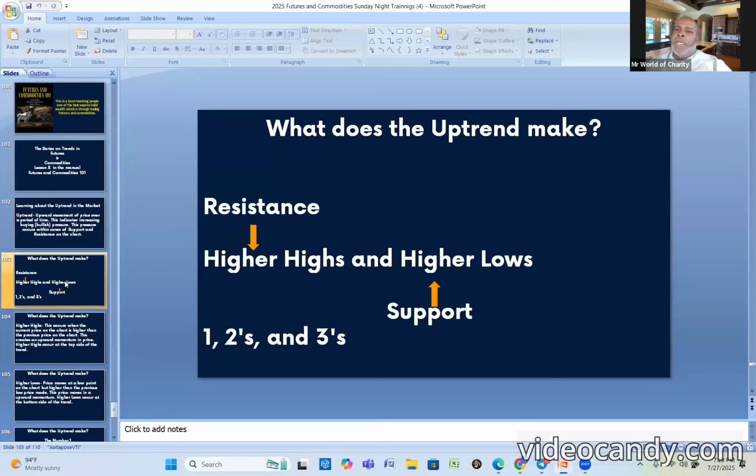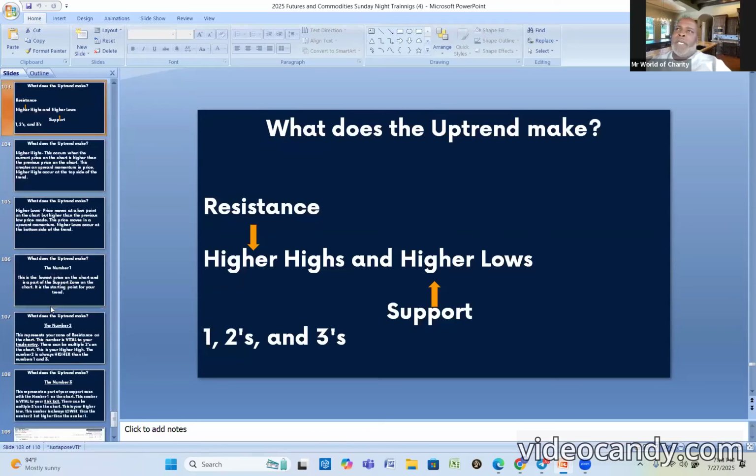What does the uptrend make? Resistance, higher highs, and higher lows. I just got through saying. You might hear some people saying higher resistance and higher support, but it's saying the same thing. When I say higher highs, higher lows, that means higher resistance, higher support. And that's when you have an uptrend.